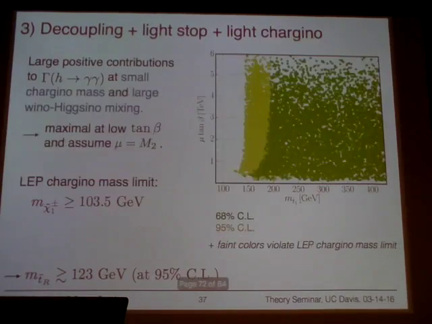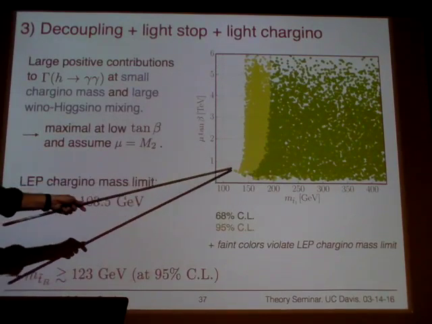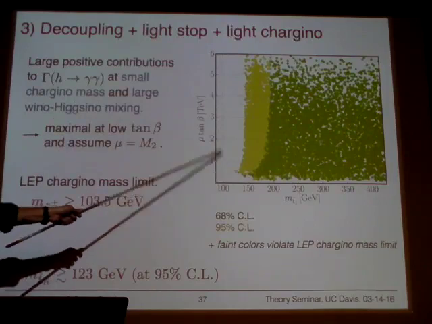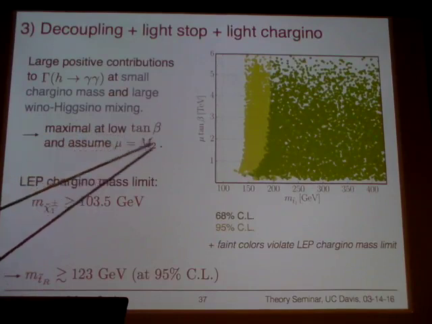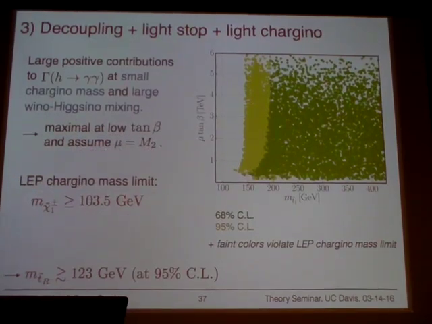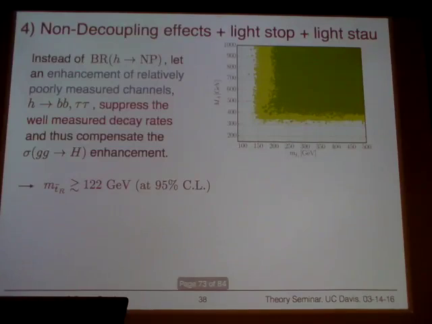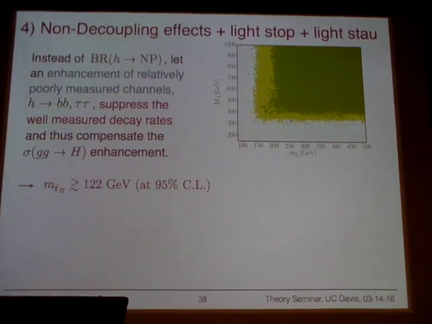Okay, and you can play the same game for the chargino, and the limit is basically also in the same ballpark. Here, by the way, this contribution to gamma-gamma is maximized for low mu, tan beta, because it is large for large Wino-Higgsino mixing. So what we assumed here in the scan is also that mu is equal to M2.